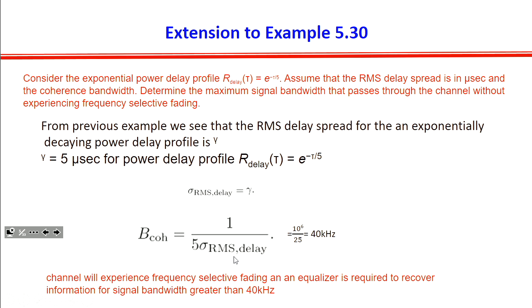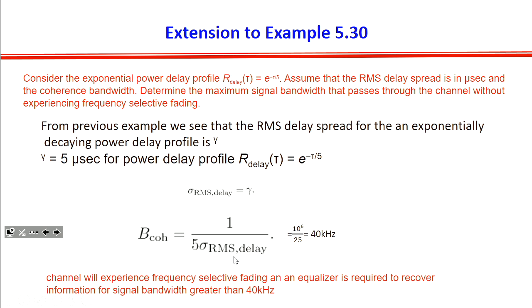Can you see that? What is the coherence bandwidth in our discussions? In the context of our unit, we're going to fix this as the definition for coherence bandwidth. There may be a few others in the textbook, but this is what we are going to take. Okay? 1/5 sigma RMS delay. So if you know RMS delay spread, 5 times of that, invert it, you get the coherence bandwidth. Okay? So the coherence bandwidth is 40 kilohertz.